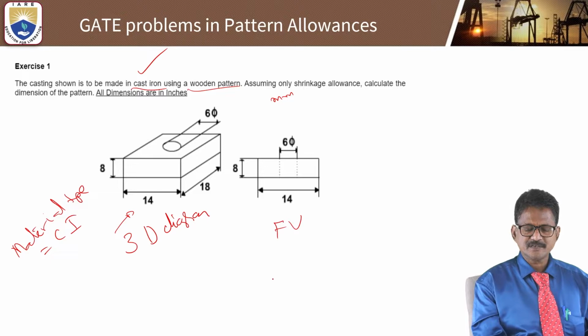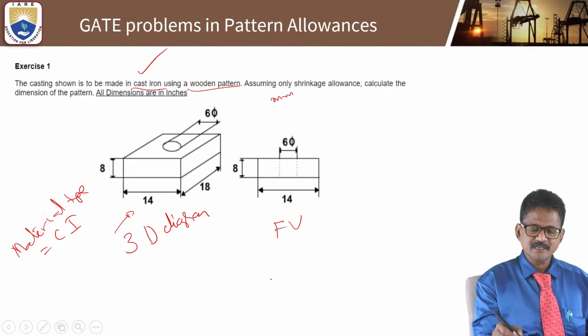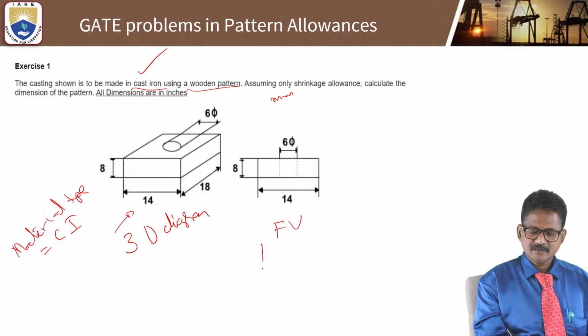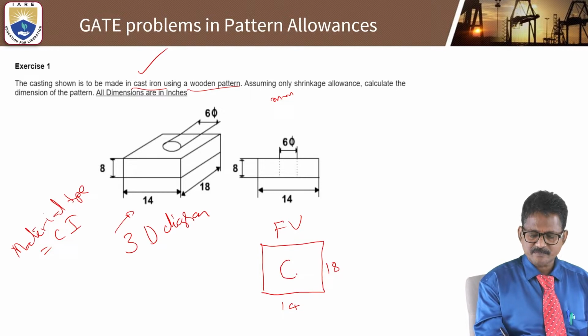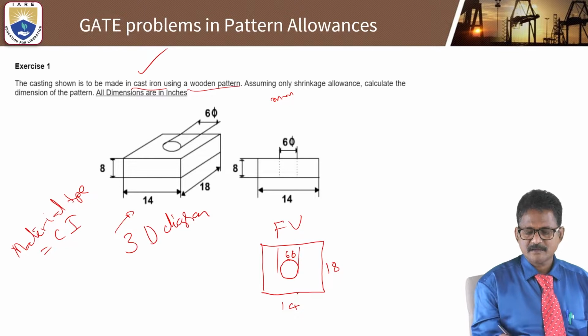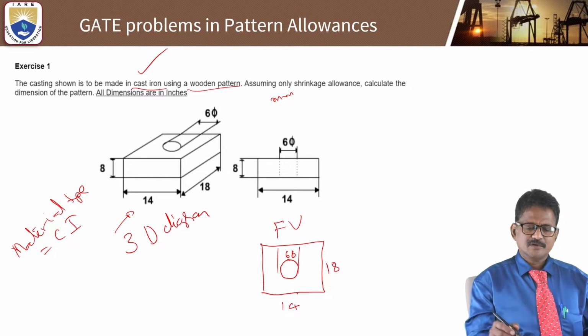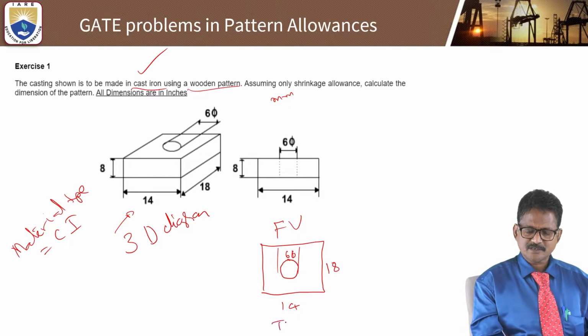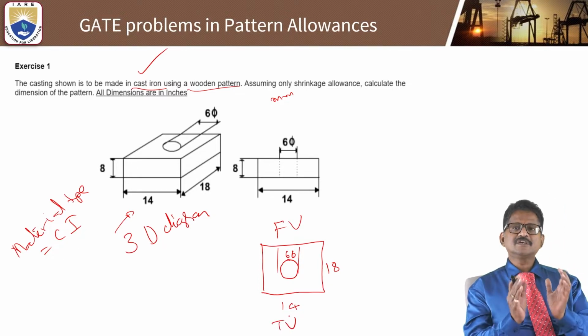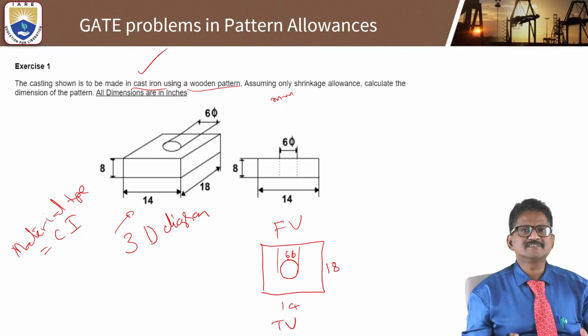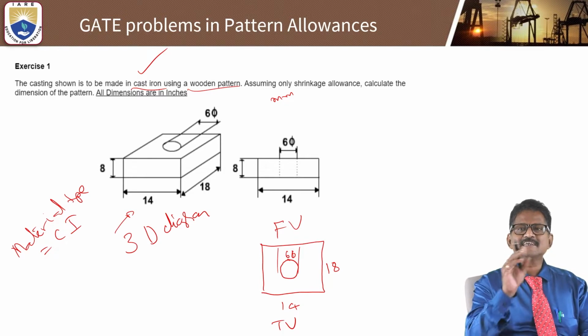This hollow portion you will see in a dotted line, with 6 diameter. This is the front view. If you see the top view, this is height 18, and this is 14. This is the hollow shape, 6 diameter. This is the top view, and this is the front view. Now how are we supposed to provide the allowances? What type of allowance? Shrinkage allowance.